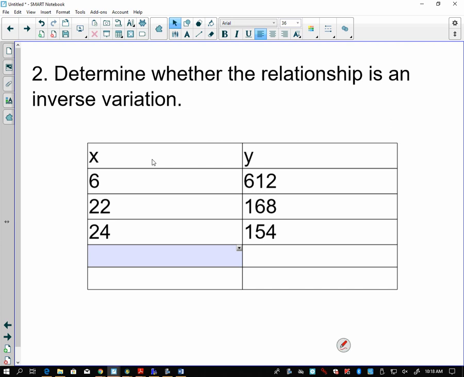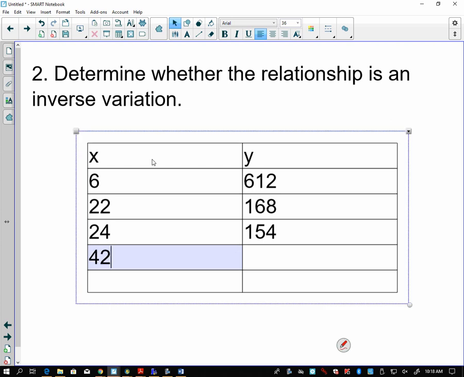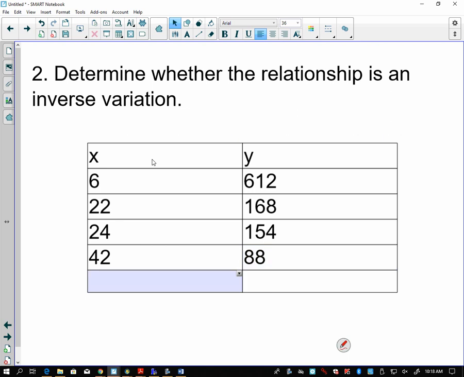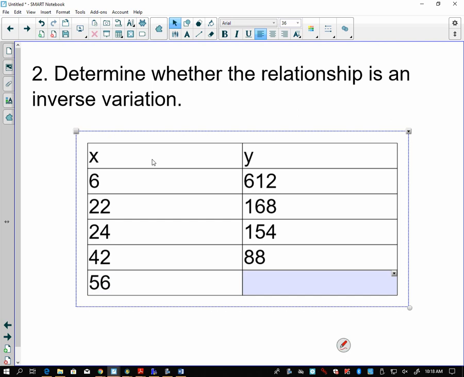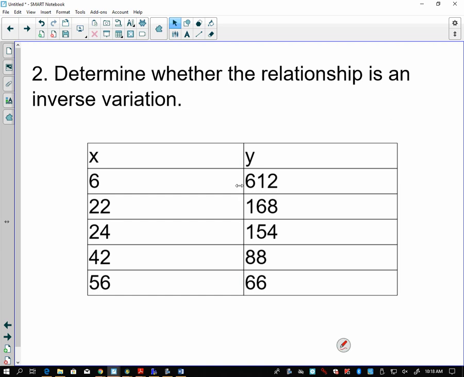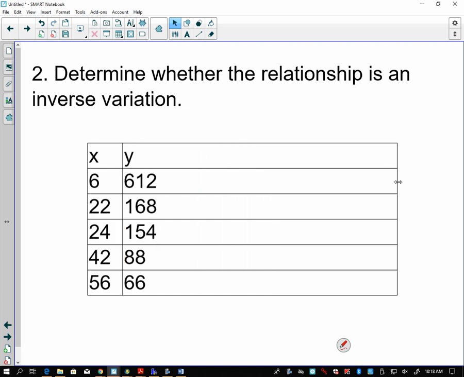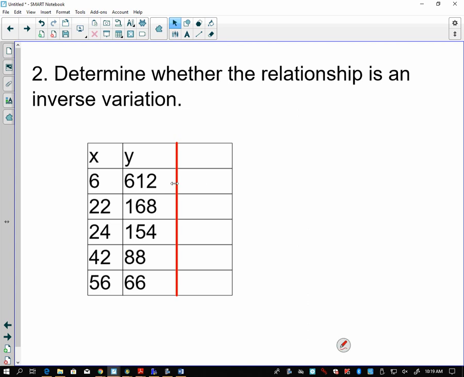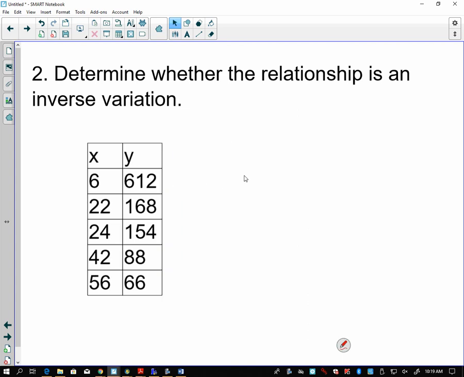Let's say 42 and 88, and 56 with 66. Okay. We want to know, is this an inverse variation? Let's see, let's even pull some of these things over here so we have some room to work. Okay. Inverse variation. So this is what the question looks like.